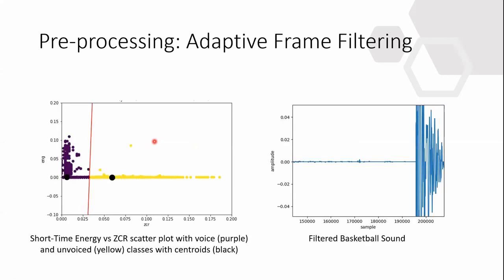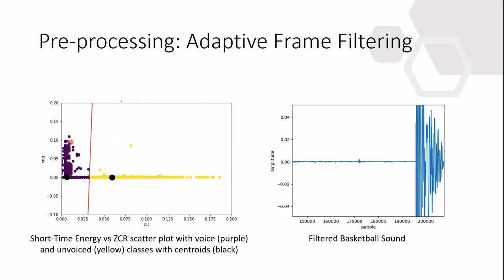We then have our adaptive frame filter, which analyzes the short time energy and zero crossing rate in each of our frames and compares those values to a threshold and either keeps or discards our data. We say that it's an adaptive frame filter because we have trained an unsupervised k-means classifier to create our threshold. We have given our short time energy and zero crossing rate to this classifier, and it produces two clusters. One cluster for our voiced frames and one cluster for our unvoiced frames.